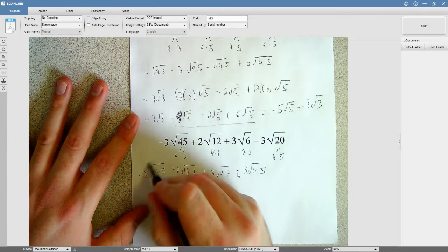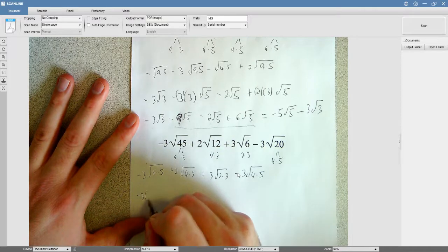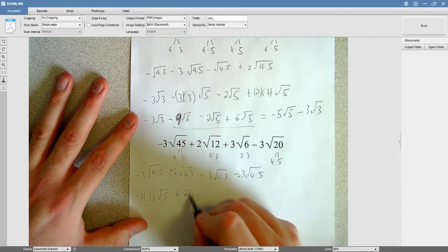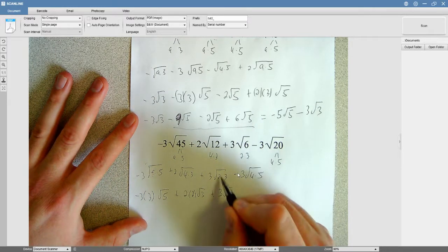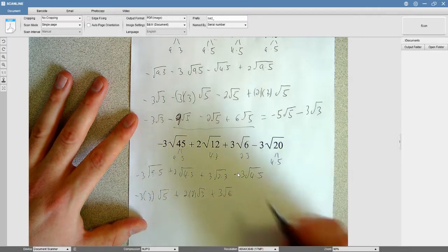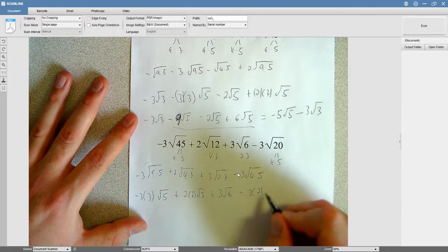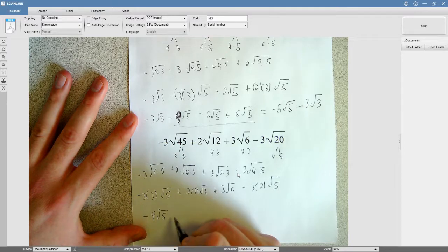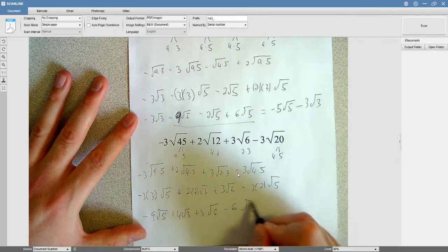Now here, this 9 will come out as a 3. So we'll have minus 3 times 3 square root 5 plus 2. This 4 comes out as a 2 root 3. Now here, this has to just say 3 root 6. There's nothing I can pull out. And this will be minus 3 times the 4 comes out as a 2 root 5. So this is minus 9 root 5 plus 4 root 3 plus 3 root 6 minus 6 root 5.